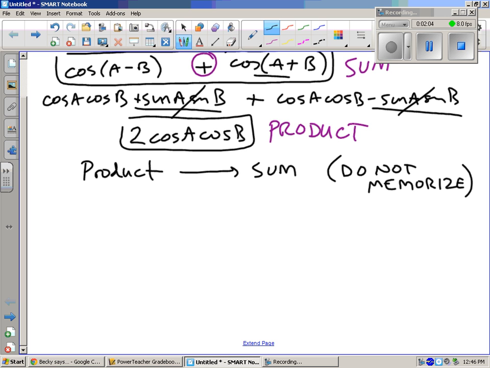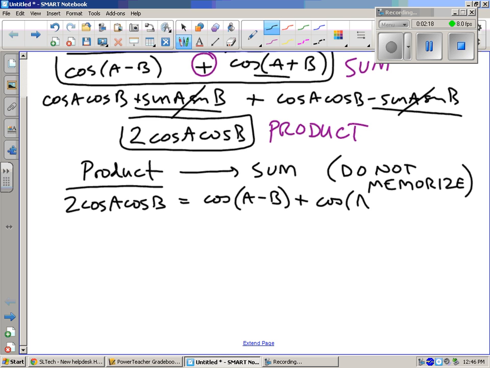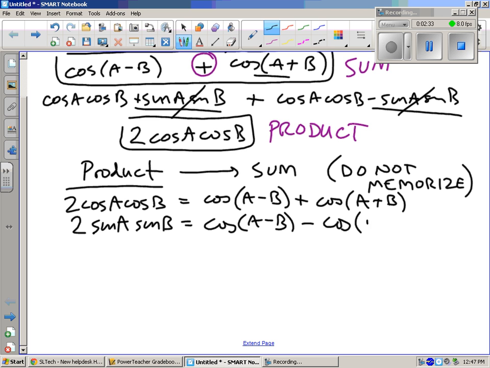On the left side, the product form is 2 cosine A cosine B. That's the one we just did up above. That's equal to cosine of A minus B plus the cosine of A plus B. The second one is 2 sine A sine B, and that is equal to the cosine of A minus B minus the cosine of A plus B.